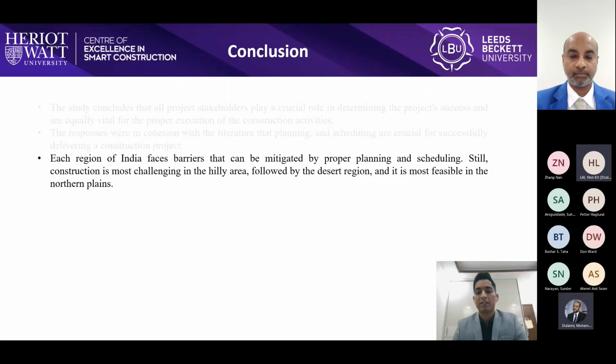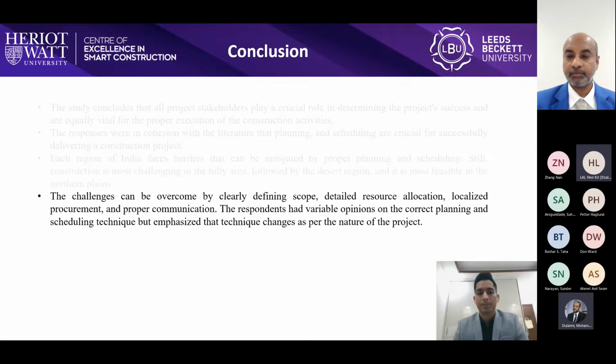Each region of India faces barriers that can be mitigated by proper planning and scheduling, but the most challenging area to work in is the hilly area, followed by the desert region, and it is most visible in the northern plains. The challenges can be overcome by clearly defining scope, detailed resource allocation, localized procurement, and proper communication.